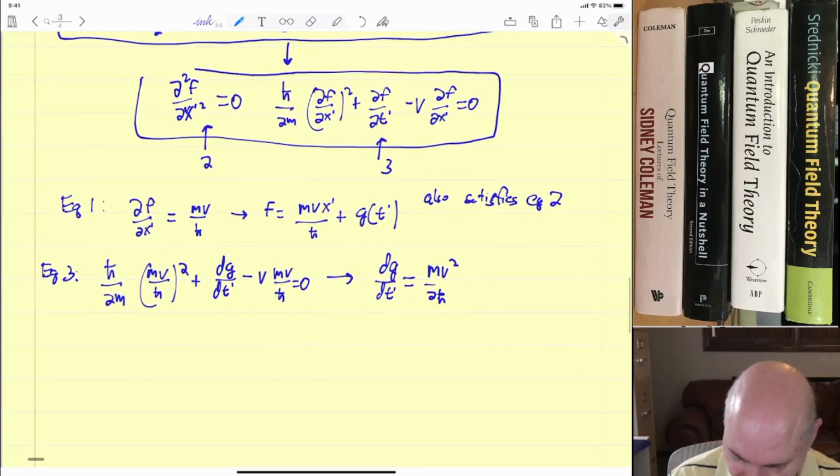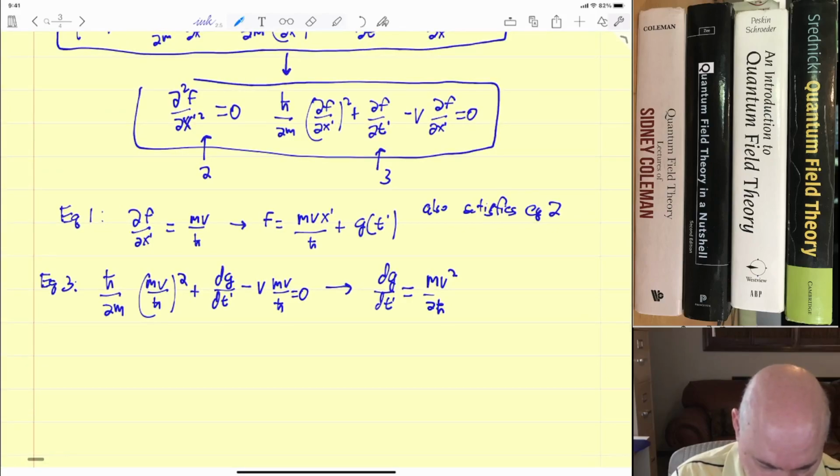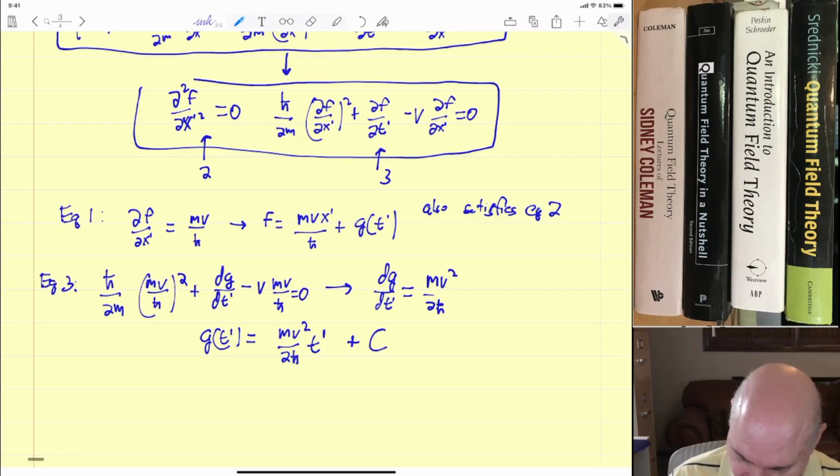So this has an easy solution. G of t prime is equal to mv squared over 2h bar times t prime plus some constant c. Now we're going to set c equal to 0 because it's just a constant phase factor, which you can cancel, which is of no interest.